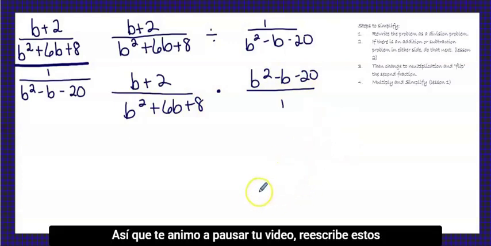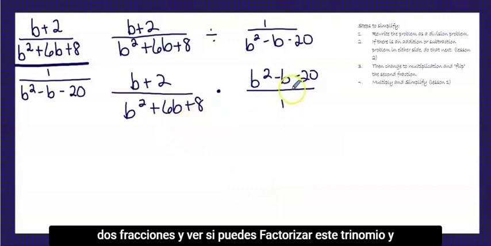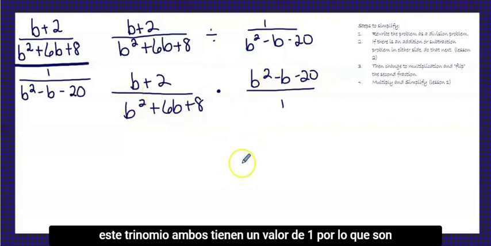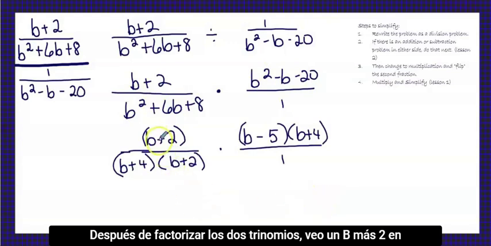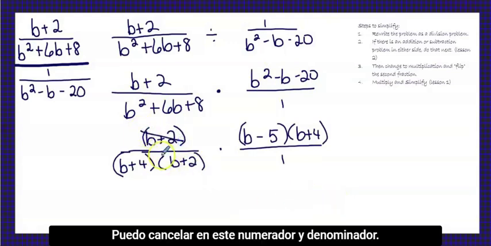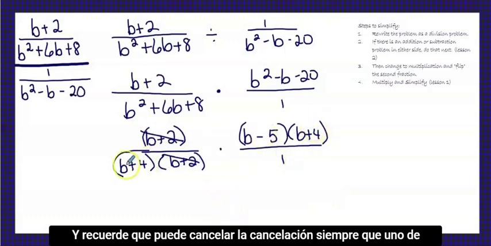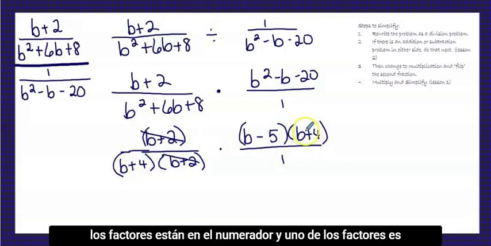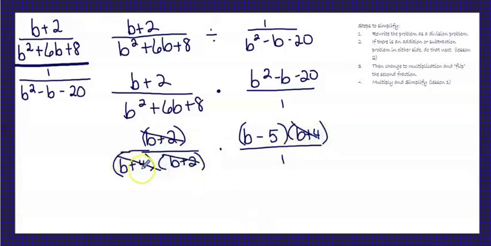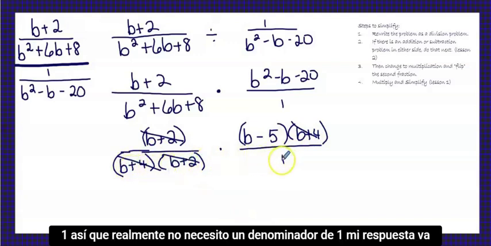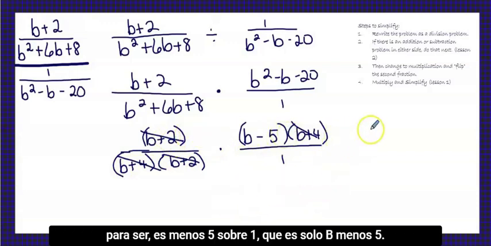So I would encourage you to pause your video, rewrite these two fractions, and see if you can factor this trinomial and this trinomial. Both of them have an a value of 1, so they're pretty easy to factor. So this is what it should look like after you factor the two trinomials. I see a b plus 2 and a b plus 2. I can cancel in this numerator and denominator. And remember, you can cross cancel just as long as one of the factors is in the numerator and one of the factors is in a denominator. So I can cancel out the b plus 4 as well. I've canceled out everything in the denominator except a 1, so really don't need a denominator of 1. My answer is going to just be b minus 5 over 1, which is just b minus 5.